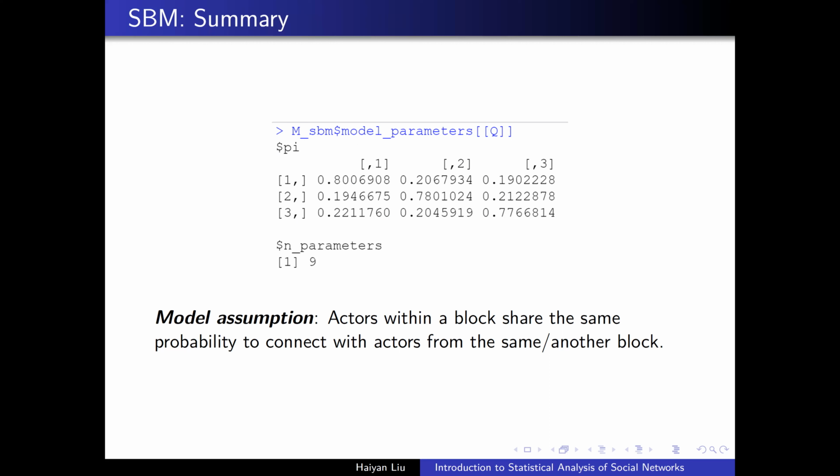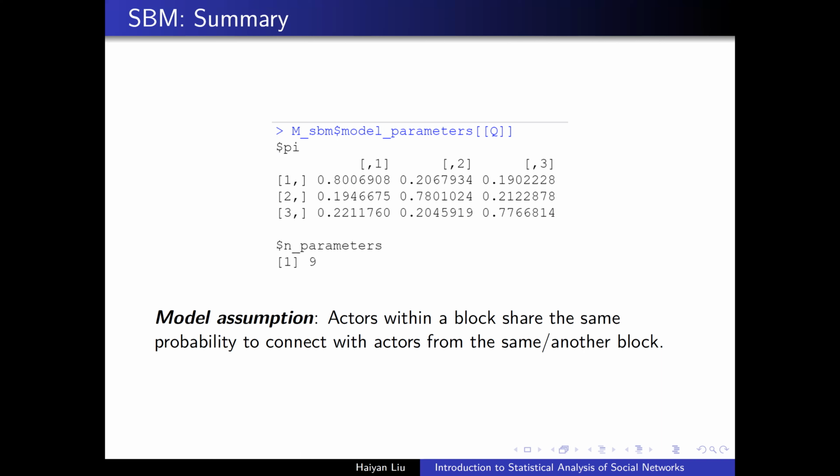Recall that when we fit a stochastic block model, we would like to find the communities within a network. This model assumes that actors or nodes within a block share the same probability to connect with actors from the same or from a different block. So it means that nothing else matters about the connection; only the block membership matters for whether two nodes or two actors will be connected or not. This is a very, very strong assumption.